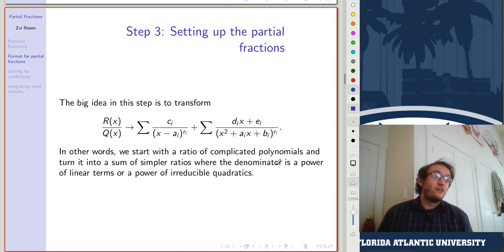Okay, so now we've done our polynomial long division, we have our denominator factored. Now we need to set up the partial fraction decomposition. And the big idea in this step is to transform a ratio of two polynomials, r of x over q of x, into a sum of a much simpler form. We start with a ratio of complicated polynomials and turn it into a sum of simpler ratios, where the denominator is a power of linear terms or a power of irreducible quadratics.